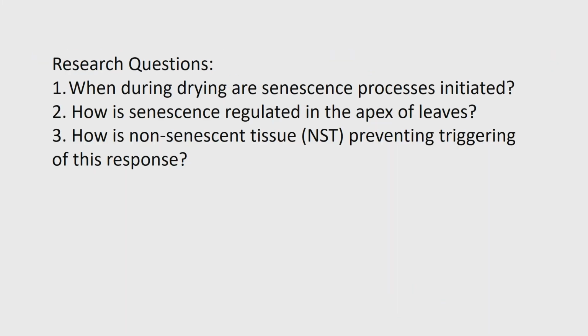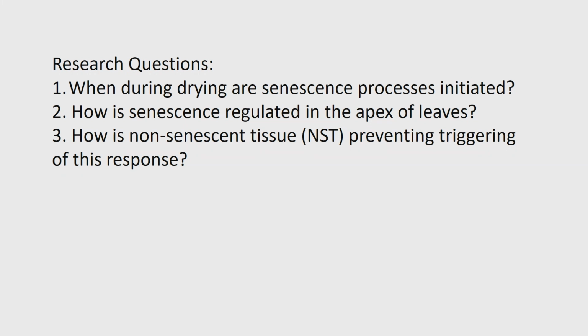Cool, so the research questions I wanted to answer are: when during drying are these senescence processes initiated? So in Xerophyta schlichterei, every time it dries down, only the apex of the leaf will actually succumb to the drying. So only the very tips of the leaves will actually die, and the rest of the leaf will go into a metabolic dormancy, which means it's still viable. So how does this process actually happen in these tiny apexes of the leaves? And how is it regulated? So what is actually happening on the genetic level to regulate this process?